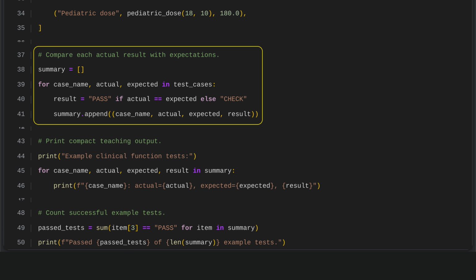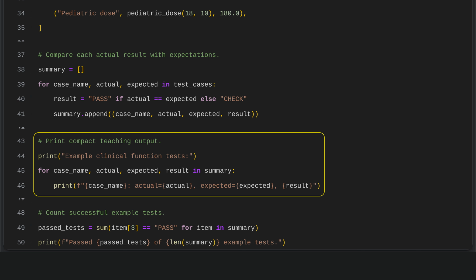The test results are collected in a summary list. Each test case compares the function's actual output with the expected output, then marks it as passing if they match or needing review if they do not. The stored summary records the test name, both results, and the comparison outcome.